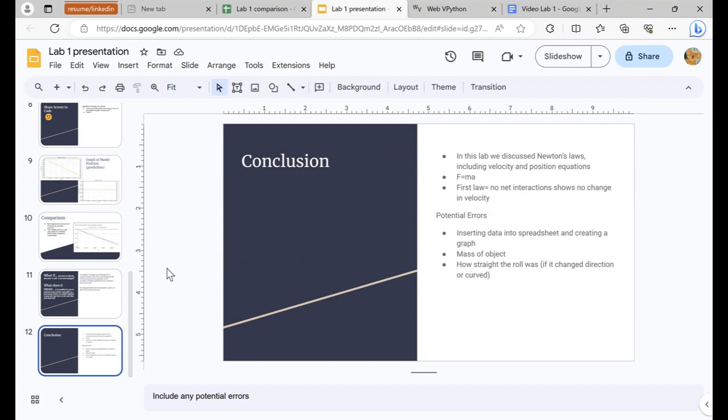So to conclude, we discussed Newton's laws, 1 and 2, F equals ma, and how when the force is 0, velocity is constant. Some potential errors that may have affected why they weren't even is because when I inserted data into the spreadsheet, I did it by hand, so it may have created a different graph if I made a mistake there. The mass of the object may have been difficult because I just estimated that, and how straight my roll was because it didn't change direction, but it did a slight curve towards the end.